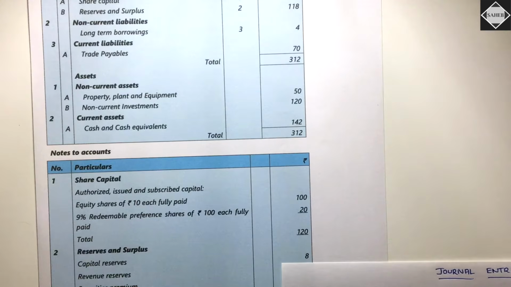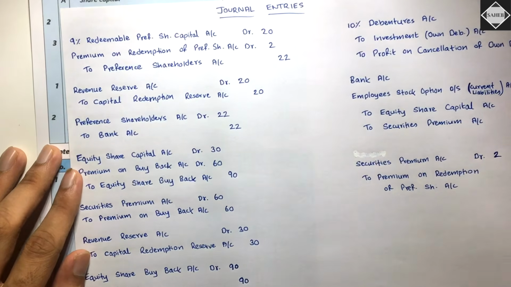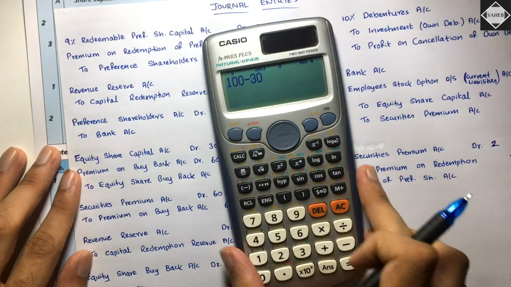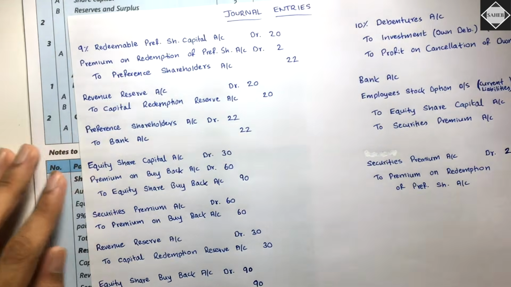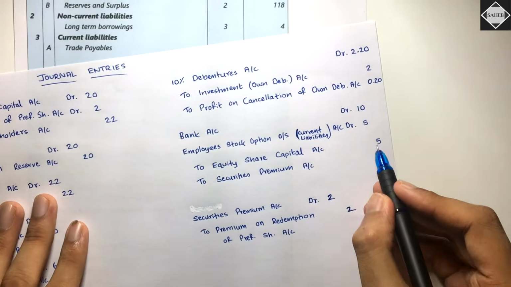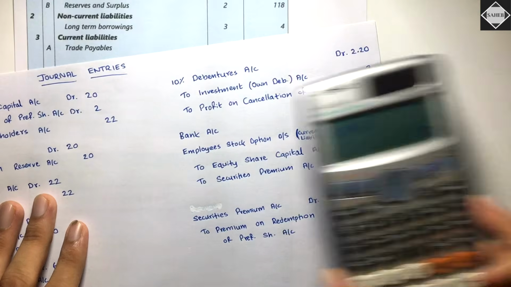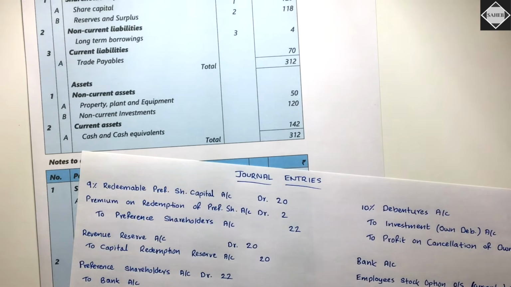What happened to equity share capital? Understand. See the entry. Equity share capital got debited by 30 lakhs. So just take the calculator. 100 minus 30. Yeah. So that's equal to 70. Right. And then what happened? Equity share capital got increased by 5 lakhs because of options. Right. So plus 5. That's equal to 75 lakhs. So equity share capital will be 75 lakhs.